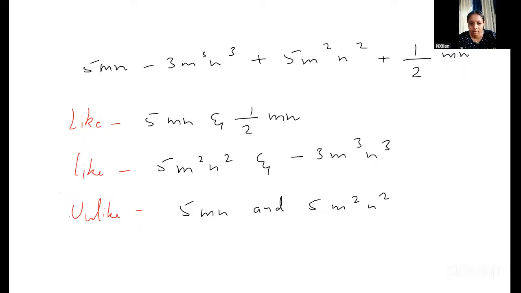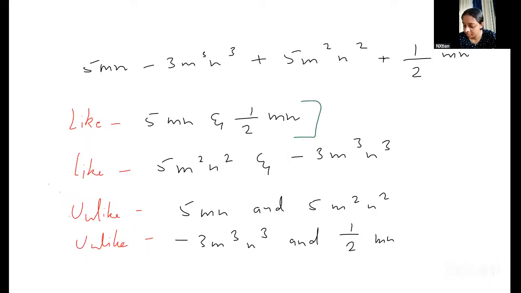Or unlike terms are minus 3m cube n cube and half mn. 5m cube n cube and half mn are also unlike terms. Why? Because the ones without power are like terms, and the ones with the same variables but different powers are also like terms. But terms with the same variable, without power and with power, are considered unlike.